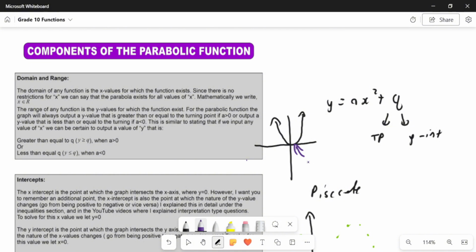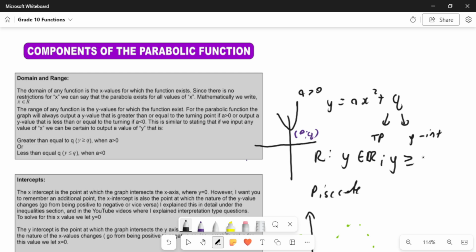So what is this coordinate here? This coordinate here will be 0 and q. But since it's on the origin, it'll be 0 and 0. If I take this out and do a more generalized form, then x will be 0, but y will be q. It'll be the same as the y-intercept. And so when we're trying to write the range for this function where a is greater than 0, the range will be y is an element of real numbers. So the values can be anything, rational, irrational, whatever. But the restriction is that it will never go lower than q. So it'll always be equal to q and higher. Therefore, y will be greater than or equal to q.